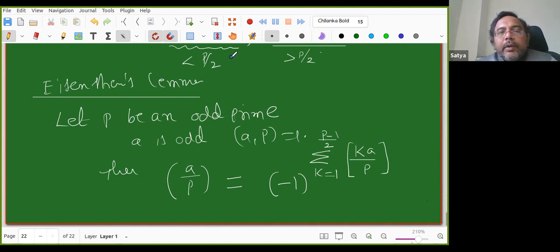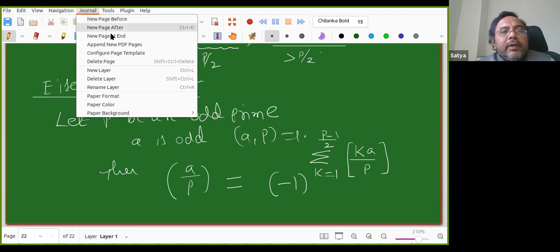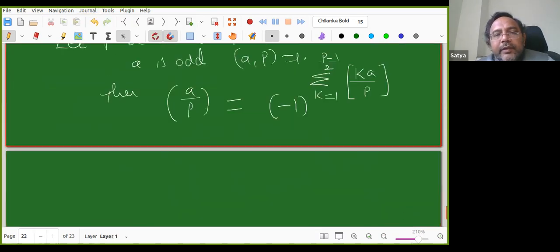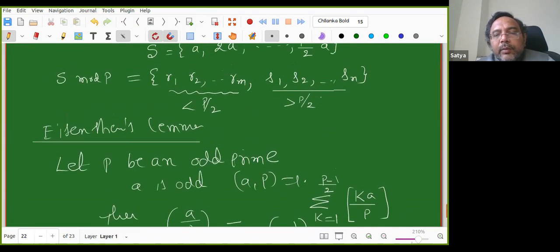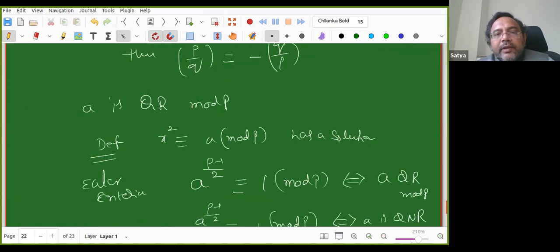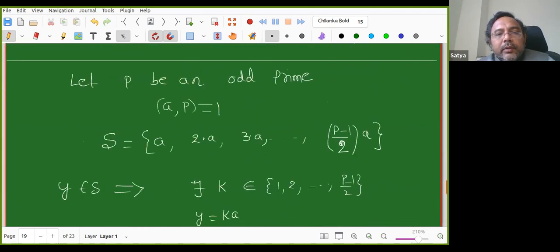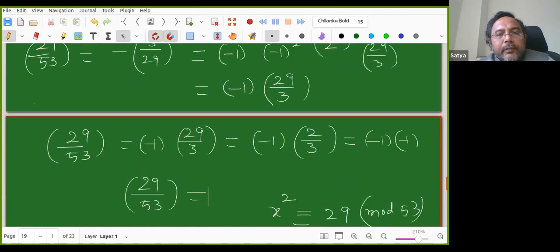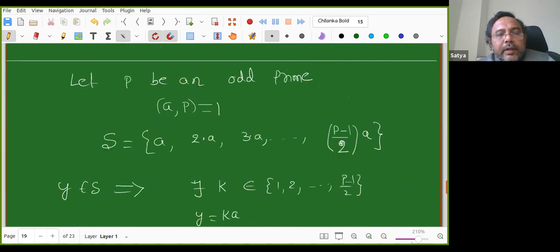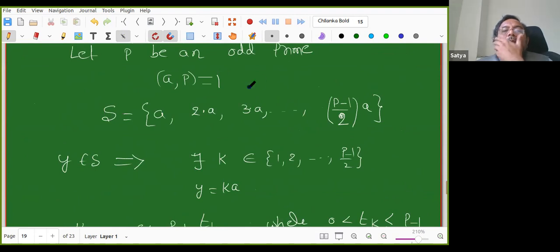So we proved the Gauss lemma, and today we want to prove Eisenstein's lemma. The proof is not complicated. Later we will also prove the quadratic reciprocity law. Let us prove Eisenstein's lemma, but this proof almost depends upon the Gauss lemma we did last time, so just recall that. Let p be an odd prime, gcd(a,p) = 1. Then we constructed the set.